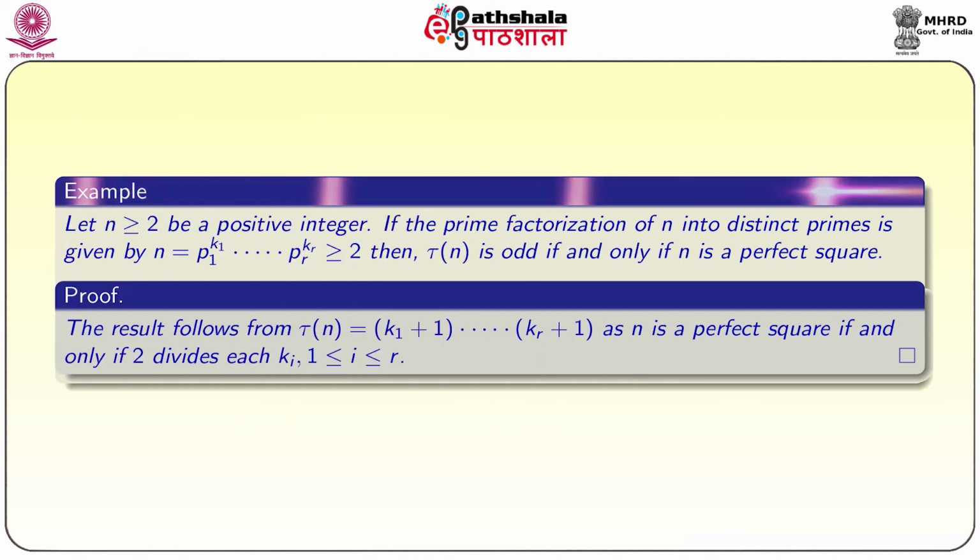Now, we give an example. Let n greater than or equal to 2 be a positive integer, and let the prime factorization of n into distinct primes be n is equal to p1 power k1 and so on pr power kr. Then tau of n is odd if and only if n is a perfect square. The proof is easy to see. It is because tau of n is equal to k1 plus 1 into and so on kr plus 1. So, n is a perfect square if and only if 2 divides each ki. Okay. So, that is why in that case tau of n becomes odd.